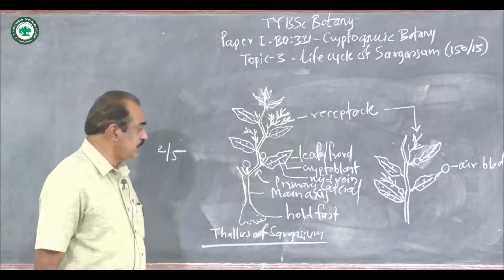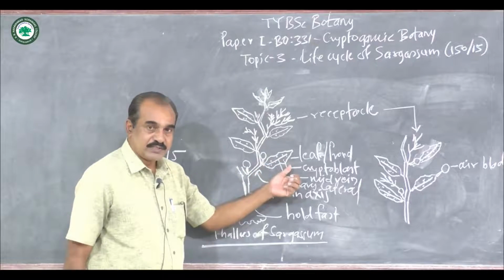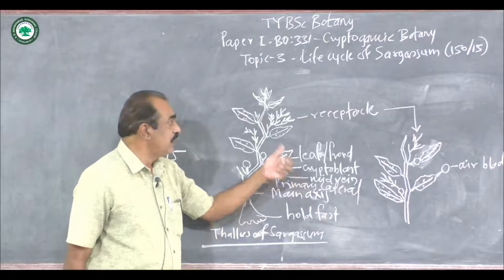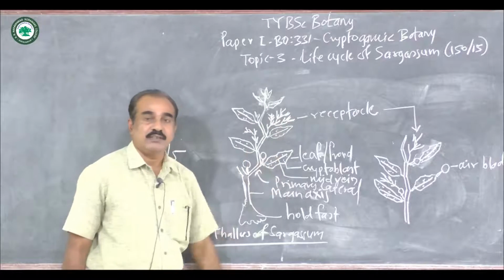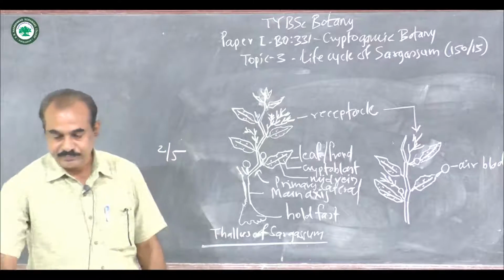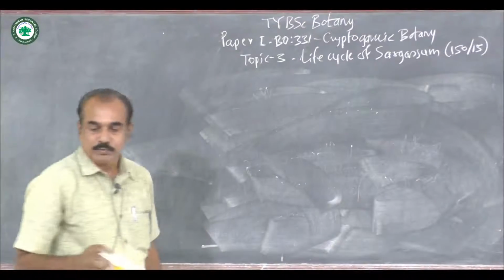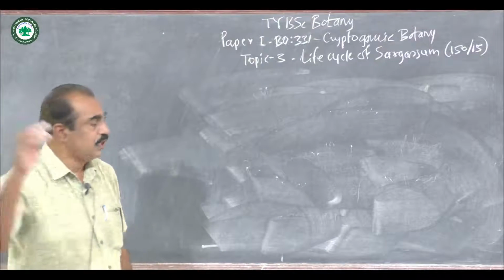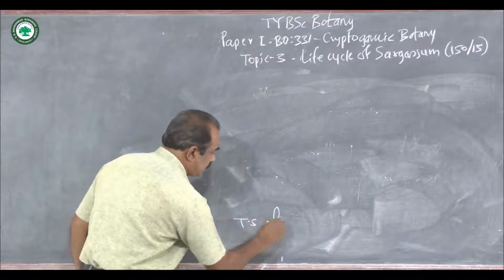So here there are holdfast, main axis, primary lateral, then leaf-like structure, or it is also called as the frond. Air bladders are there and receptacles are there. So all this comes under the thallus structure of the Sargassum. Now the internal morphology. Now the internal morphology of all the parts. So number 1, TS of the axis.